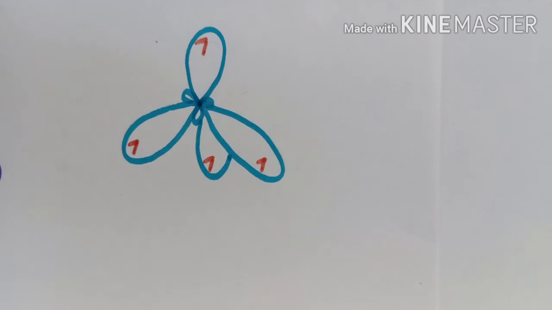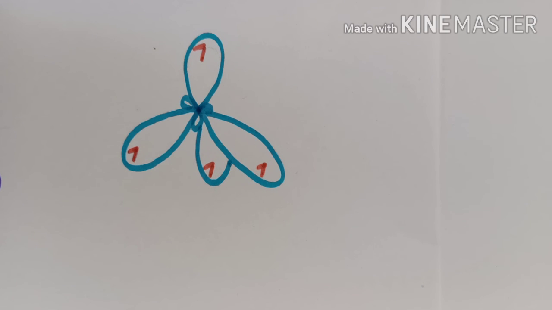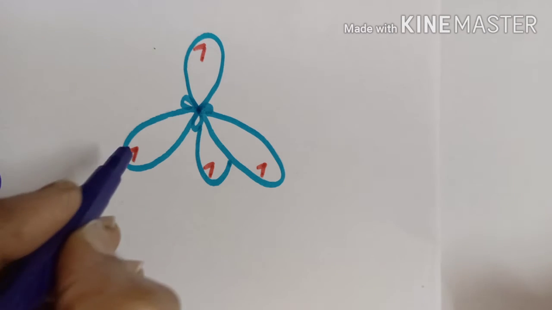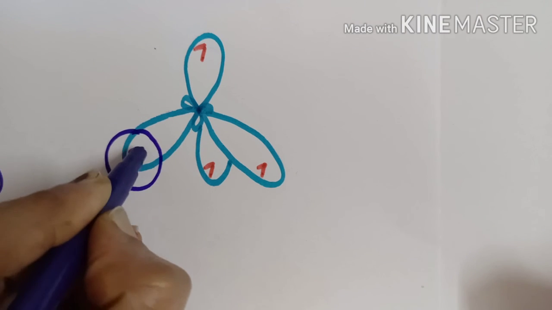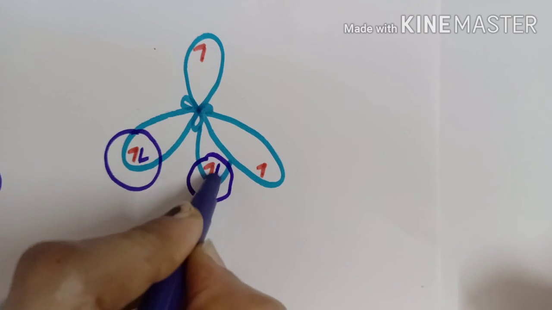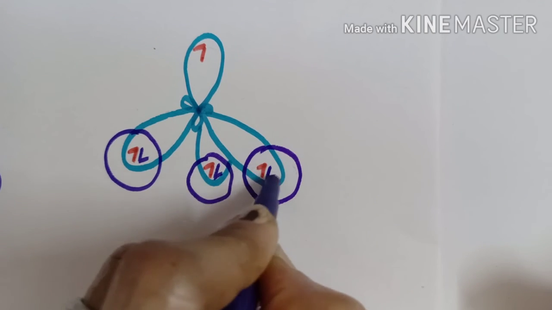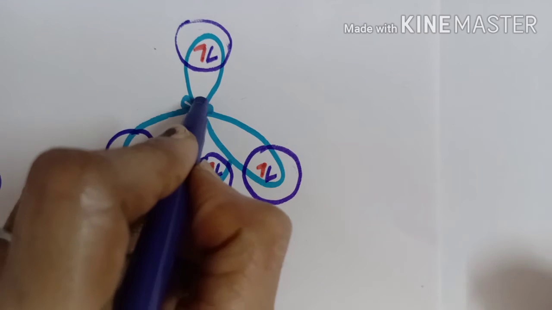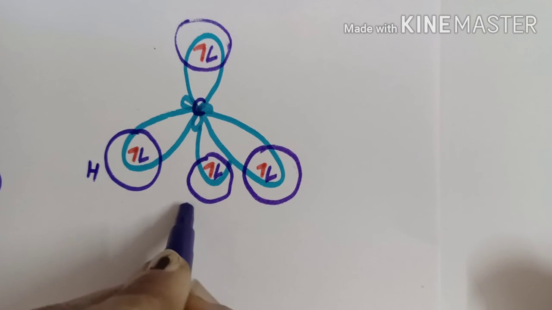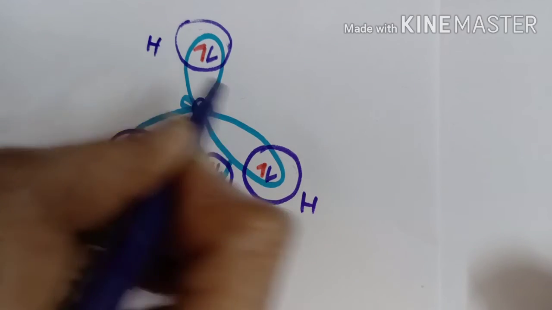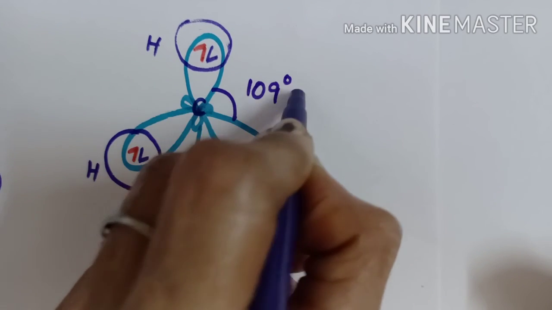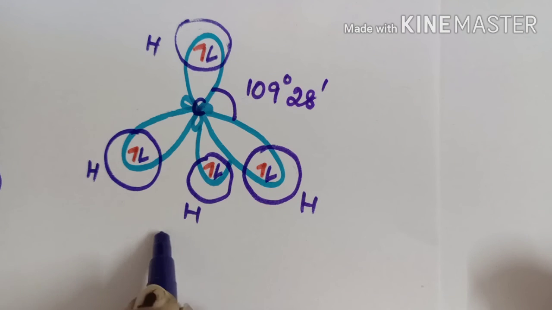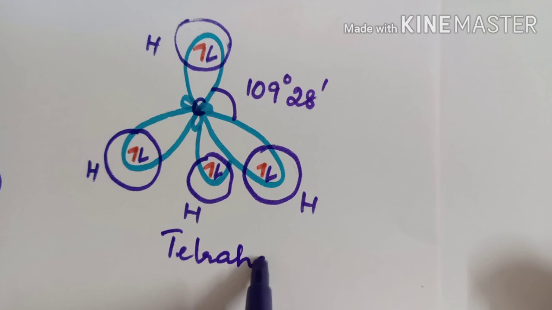Where do you find the electron in hydrogen atoms? It is in the 1s orbital. So you know that it is spherical in shape, and that is overlapping here with the carbon, and it is giving the structure: 1 sigma bond, 2nd sigma bond, 3rd sigma bond, and the 4th sigma bond. So this is the structure of CH4. Bond angle is 109 degree 28 minutes, and the shape is known as tetrahedral structure.